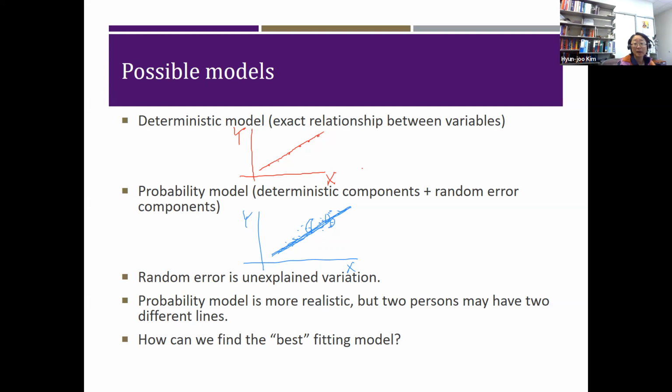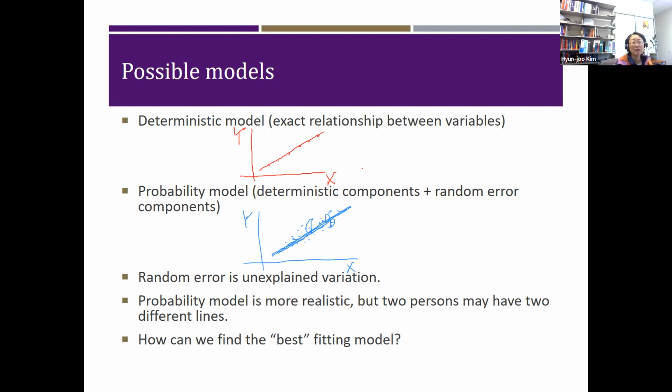Random error is unexpected variation. What we're trying to model here is not necessarily explaining every single thing about these data dots, but we're more interested in the general trend. A probability model is more realistic. If you are getting a real data set, it's really rare that you're going to have a deterministic model, where no error exists. But 99.9% of the time, you will see from real data there is some unexpected variation built into your data set. So the probability model is probably more realistic.